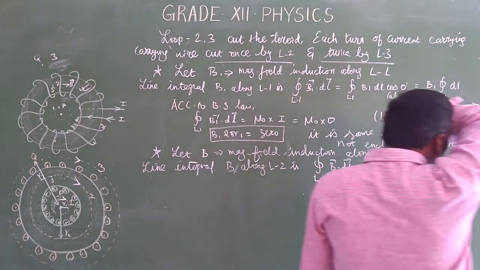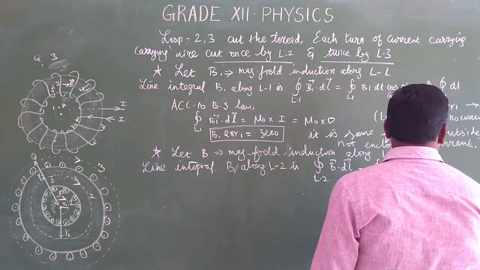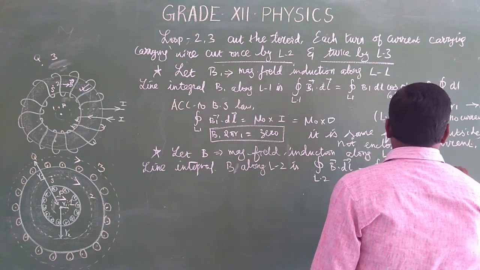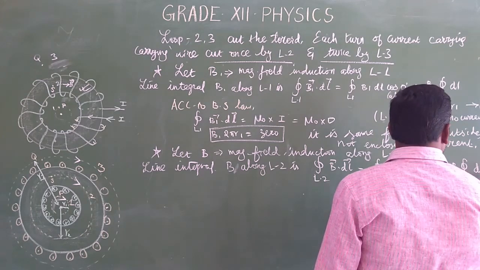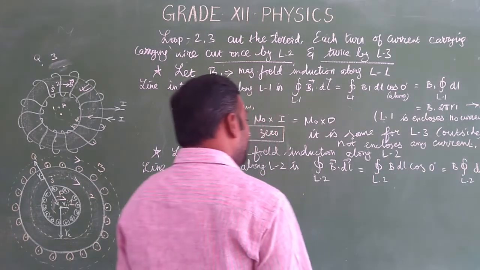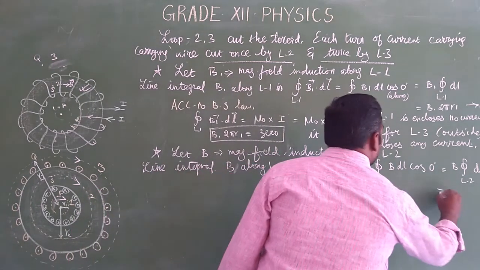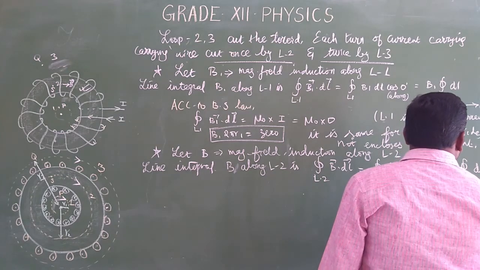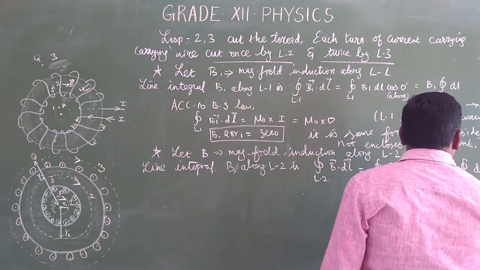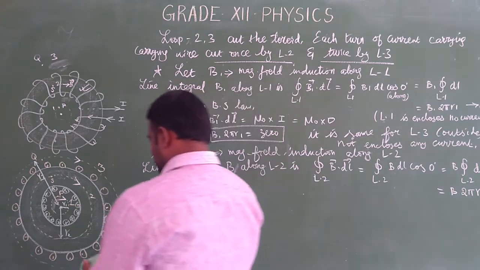What is the value of cos theta? Yes, it is cos 0 degrees. Therefore, we have B into the closed integral over loop 2 of dl. So this value is equal to B into 2 pi R2.